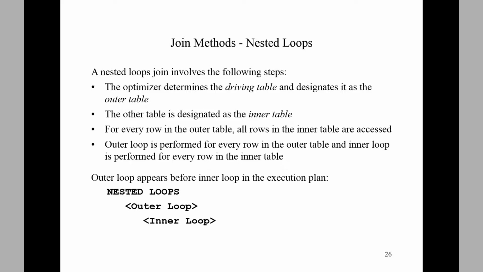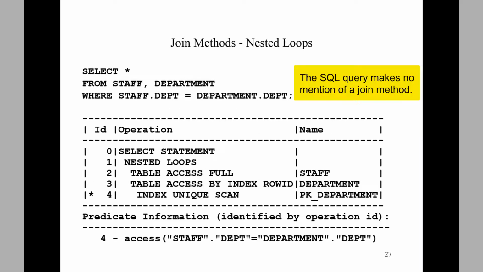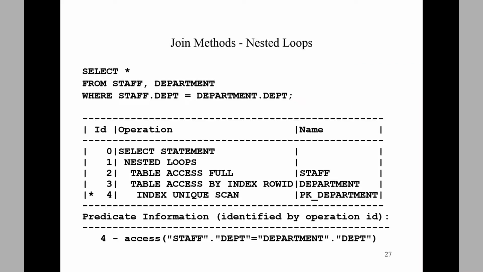Take a look at an actual example. Here we're joining staff and department. Of course, in the SQL statement, we don't specify the join method. That is a decision made by the optimizer. But when we do the explain plan and examine the execution plan, it's revealed to us that nested loops was the method employed for this particular join. So on line 1 of the execution plan, we see nested loops. Indented beneath that would be the table access for the staff table, and beneath that, the table access for the department table. But note, embedded or indented below step 3 is another step.